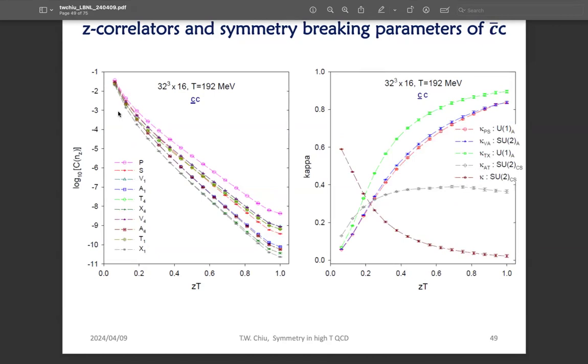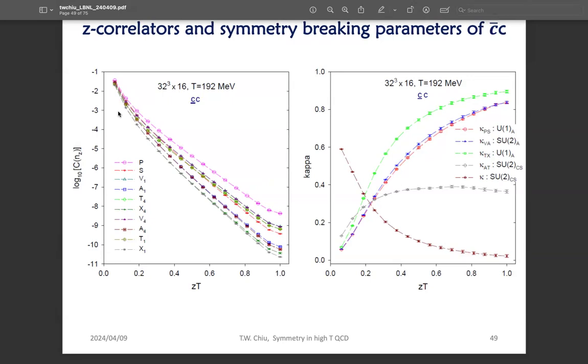Do you have results, let's say, at 140, below the transition temperature? No, I didn't do it. It would be interesting to see whether your charm looks the same or not. Well, I have the zero temperature one. Oh, you have done this. Yeah, because I need the zero temperature result to tune the physical mass.